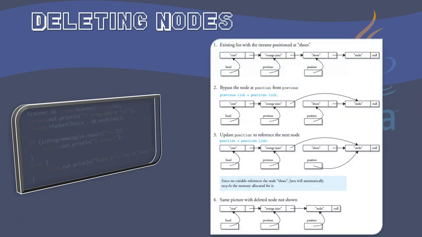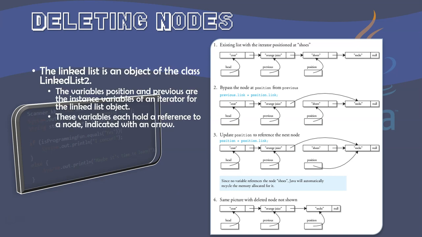So when we're deleting nodes, if you look at our flow chart here, you can see it has a couple nodes set up in this list. And this would be a list that we could make with LinkedList2. The variables position and previous are, of course, instance variables of an iterator for that linked list object. And these variables each hold a reference to a node indicated with an arrow. So you can see we have our head, our previous, and a position.